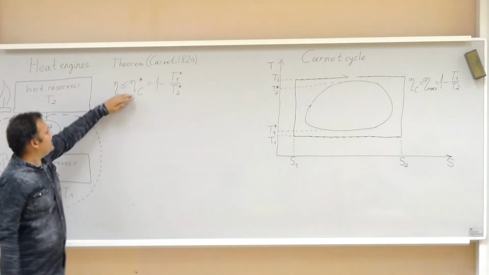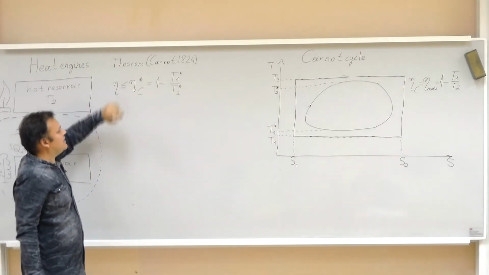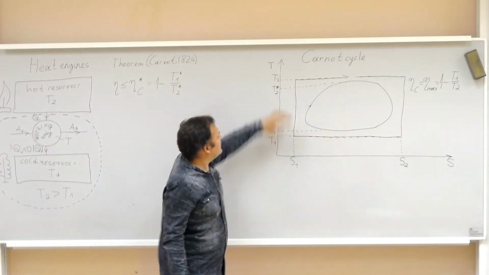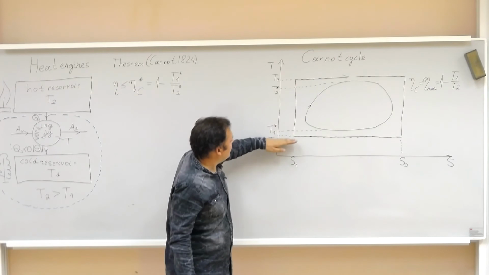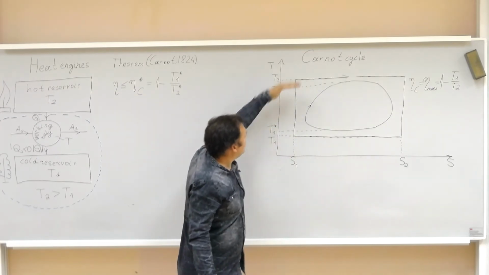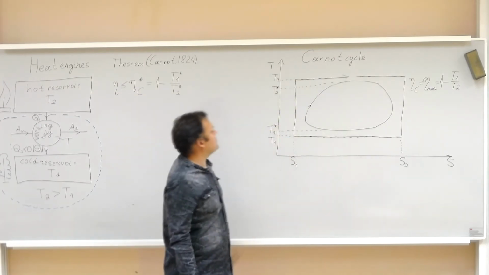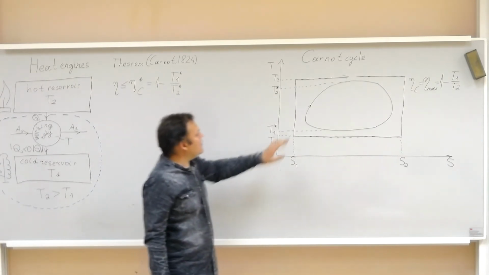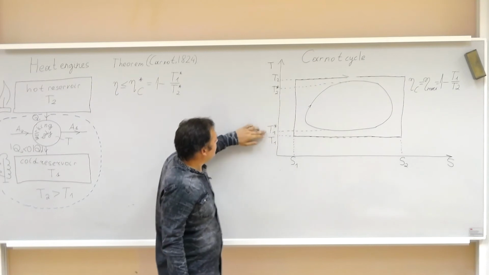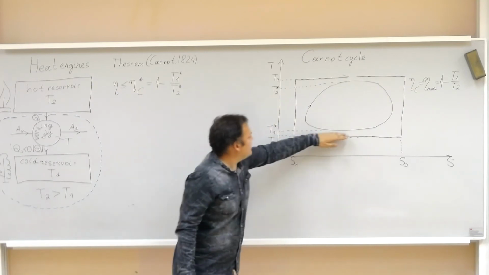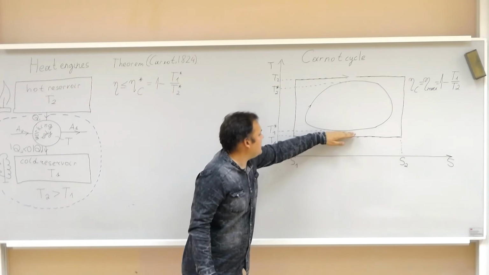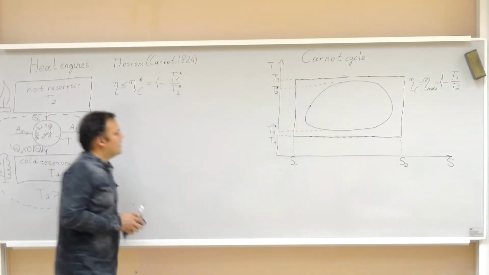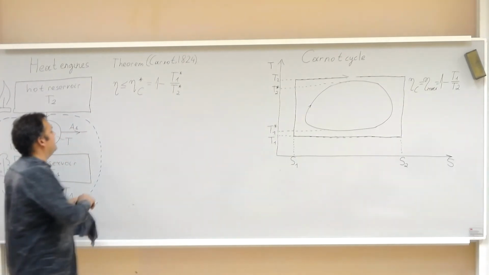And this theorem tells us that the efficiency of such a cycle is less than the efficiency of the Carnot cycle whose lowest and highest temperatures equal the temperatures of the reservoirs, but it's even lower than the efficiency of the Carnot cycle whose temperatures equal the lowest and highest temperatures of the cycle. Let us prove this theorem.